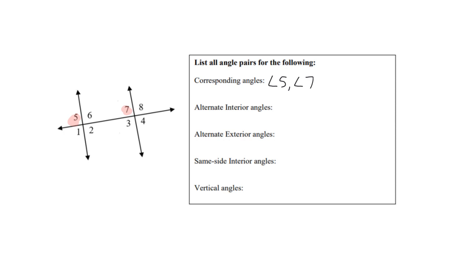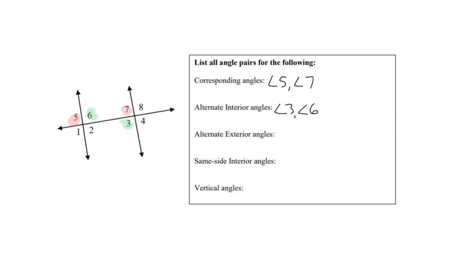Well, we need to pick an angle on the interior. So what if I picked 3, right? What angle is an alternate interior angle with angle 3? Hopefully you are picturing 6. They're on different sides of the transversal, right? Different sides of the transversal and both in the interior between the two lines. So angle 3 and angle 6.